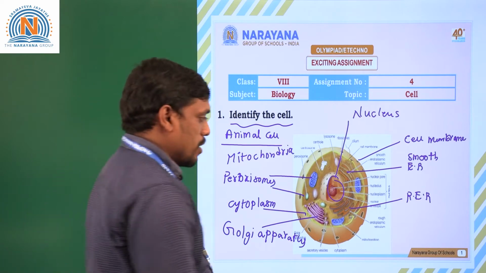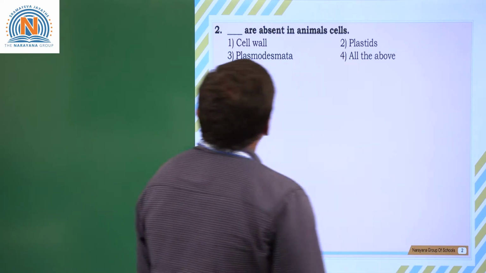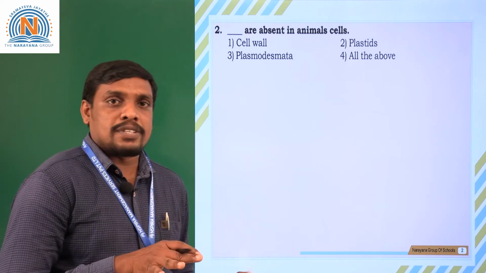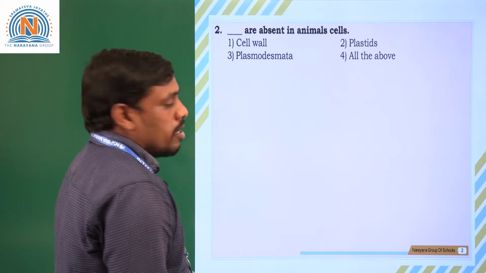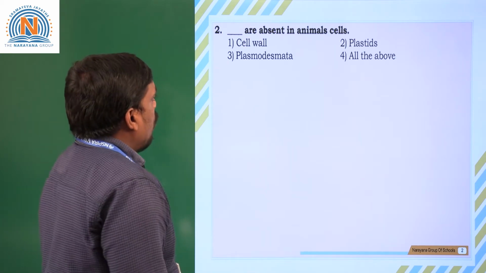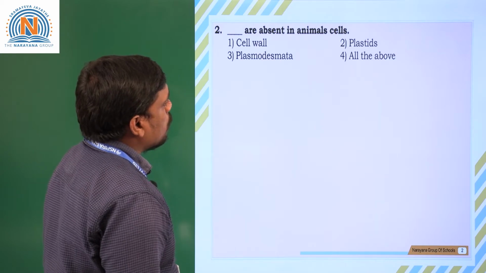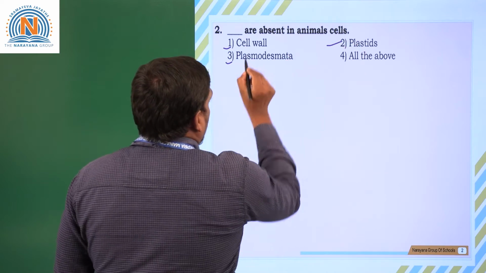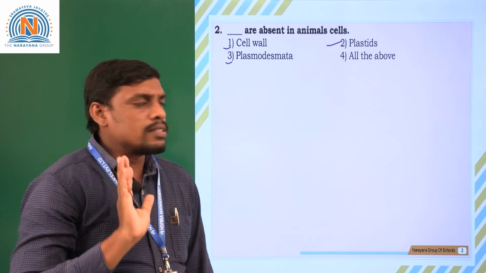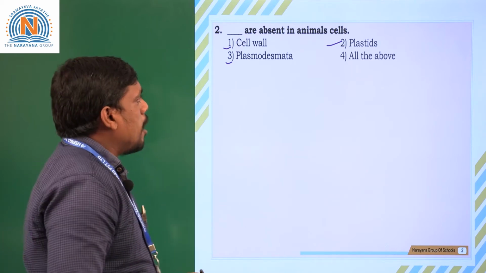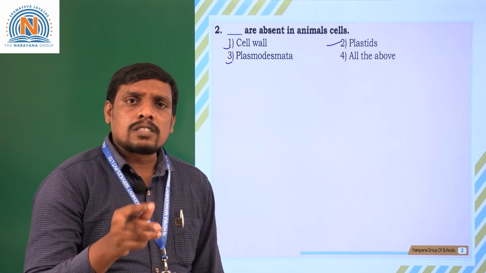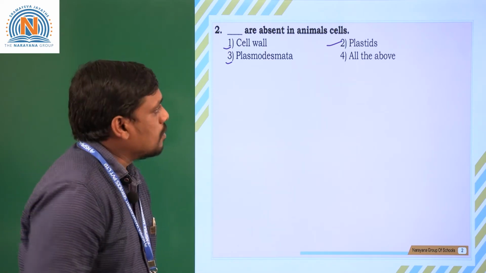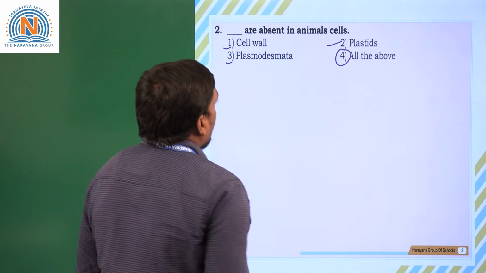Moving on to next question, students. So next question is, dash are absent in animal cells. Reading the options given there. First option, cell wall, plastids, plasmodesmata, all of the above. So these three structures are absent in the animal cell, isn't it? A thick cell wall is absent. Plastids are also absent. Plasmodesmata that connect two different cells are also absent. So the correct option is all of the above.